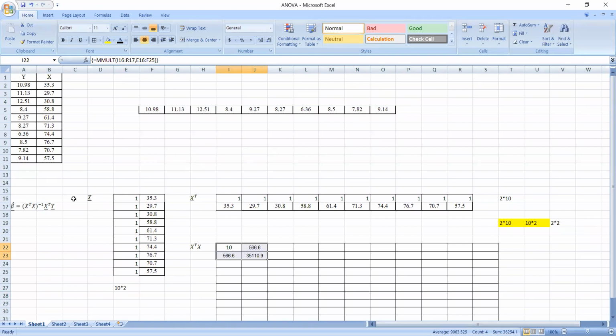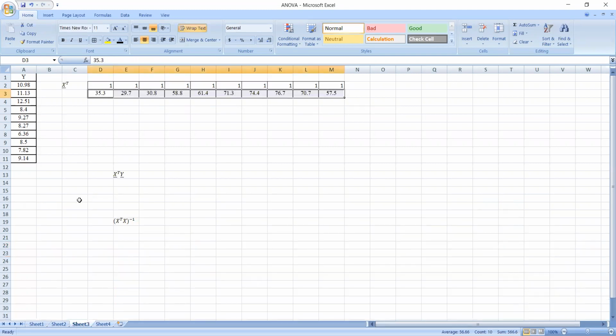Now we can calculate this one, X transpose Y. Right? When you take the X transpose Y matrix, this is our X transpose, and this is our Y matrix. If you look at matrix Y, you have 10 rows and 1 column. That is a 10 into 1 matrix. And if you take X transpose, you have 2 rows and 10 columns. That is a 2 into 10 matrix. So when you take X transpose into Y, you have a 2 into 10 matrix and Y is 10 into 1. So when you take the product, you will get a 2 into 1 matrix. So we are going to take X transpose Y, that is a 2 into 1 matrix.